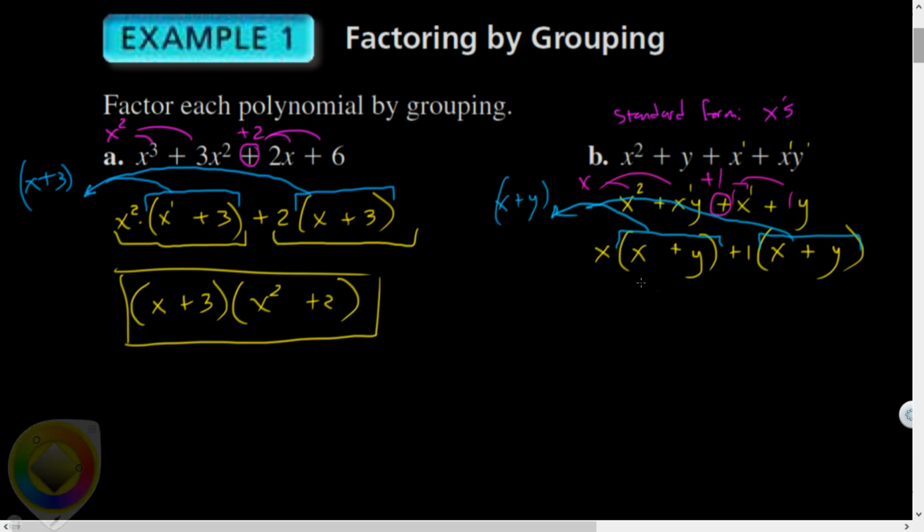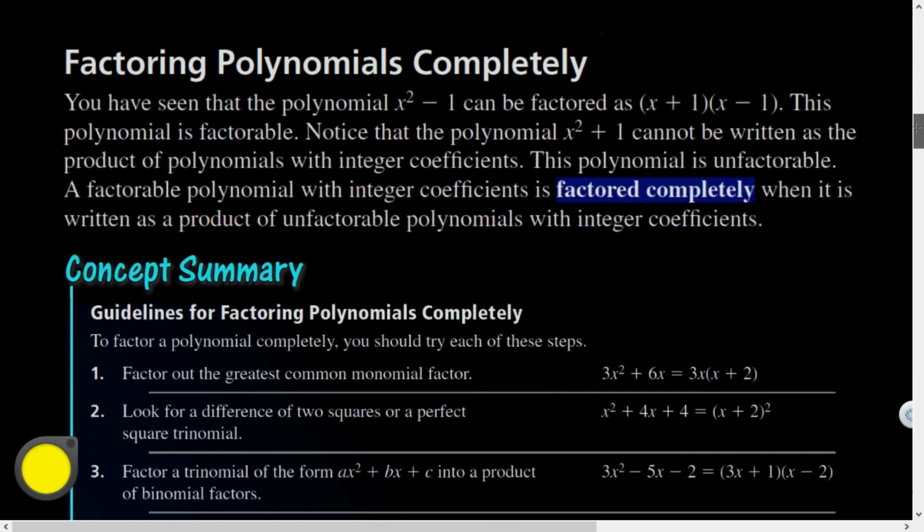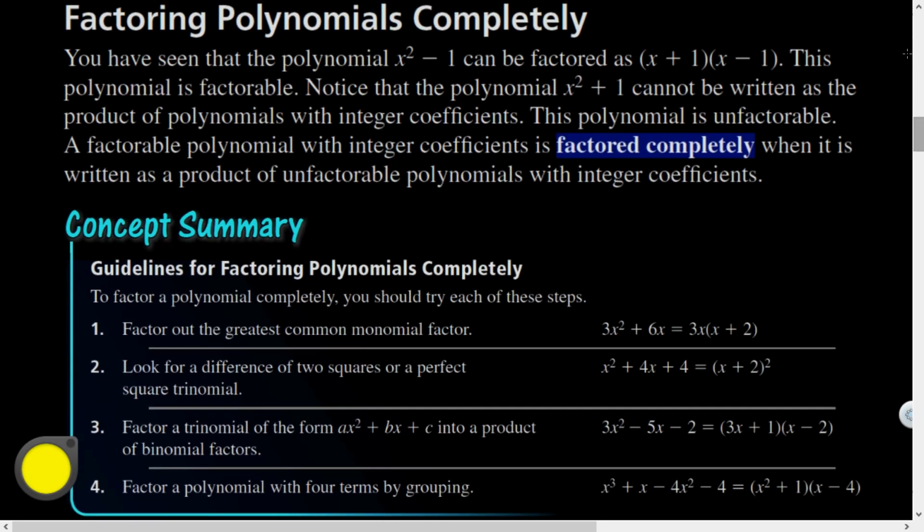Pretty great. So let's see. So x plus y is going to be on the outside of a set of parentheses, and on the inside would be what's left over, the x and the plus 1. So it's really factoring by grouping. You technically already know how to do it. It's got 4 terms. You do the factor by grouping thing. All right, factoring polynomials completely.